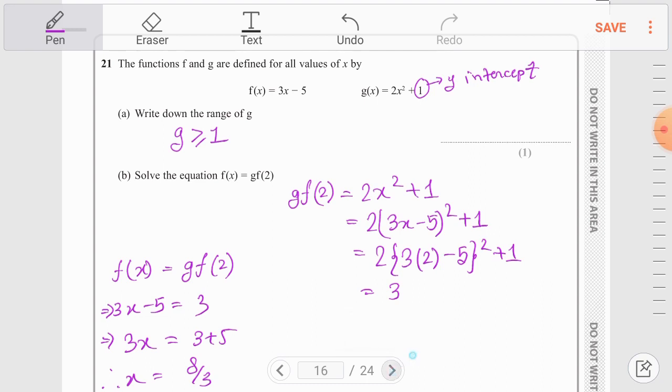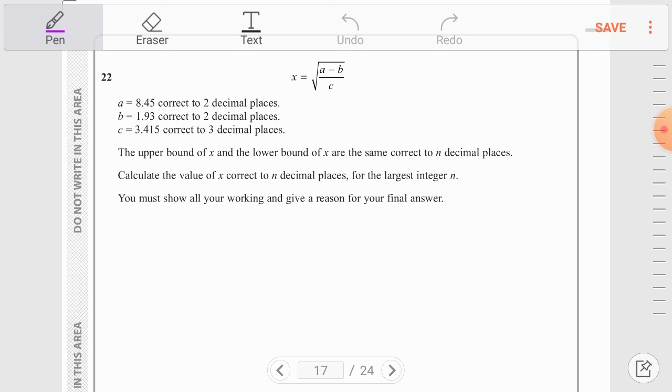Moving to question number 22. Now this was a tricky maths question. Let's see. A is equal to 8.45, correct to 2 decimal places. B is equal to 1.93, correct to 2 decimal places, and C is equal to 3.415, correct to 3 decimal places. The upper bound of x and the lower bound of x are the same, correct to n decimal places. Calculate the value of x, correct to n decimal places, for the largest integer n. You must show your working and give a reason for your final answer. Okay, so even if I explain this question 3 times, it won't be clear. So let me start doing it.